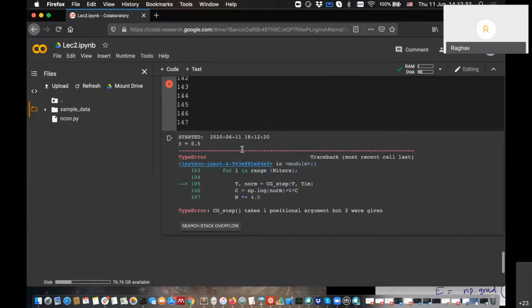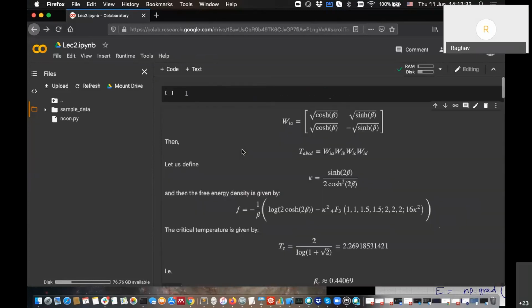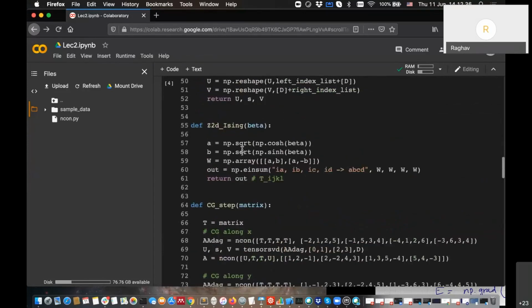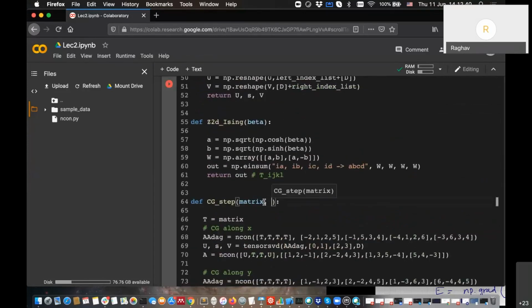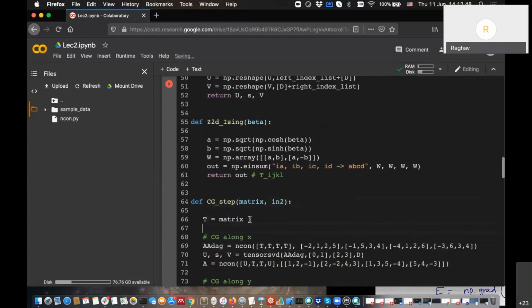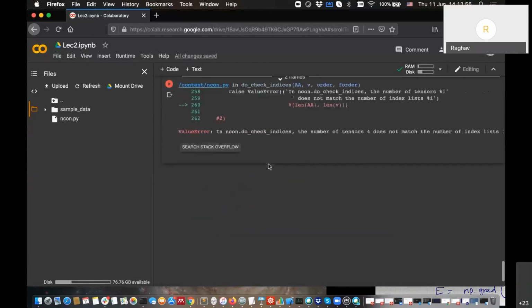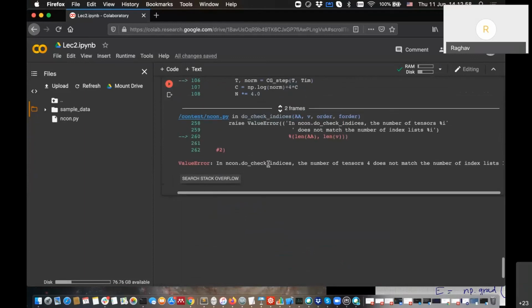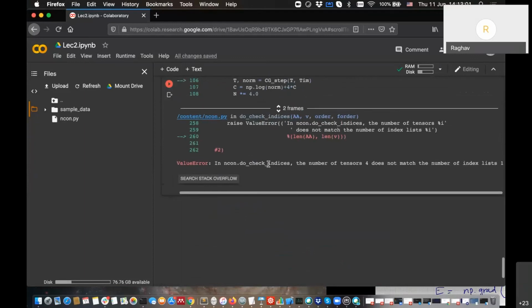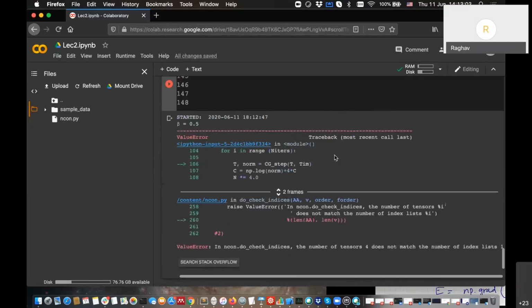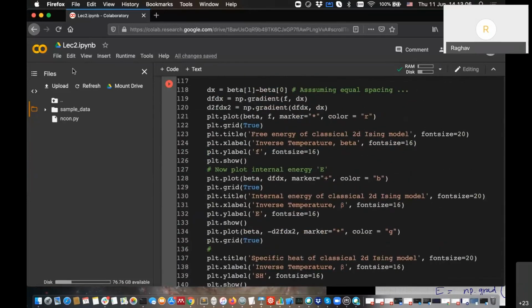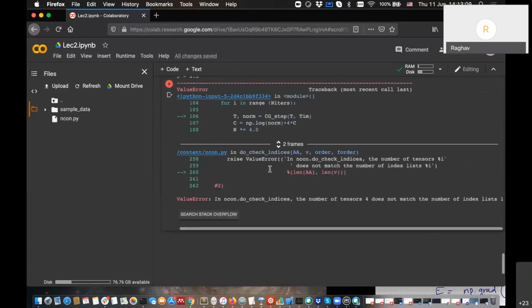I'll just see that this CG step takes 1. Okay, so I should go back, and that's why I should not have modified. CG step is taking 2. So I just do something like TI, just randomly adding. So what is the problem now? Do check indices. Okay, let me spend a minute on this.